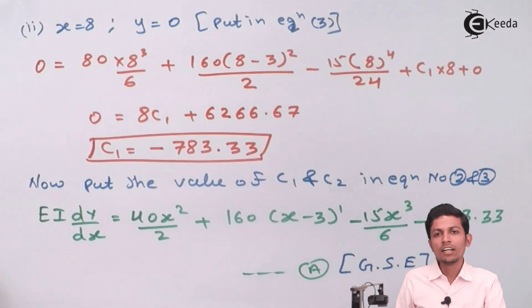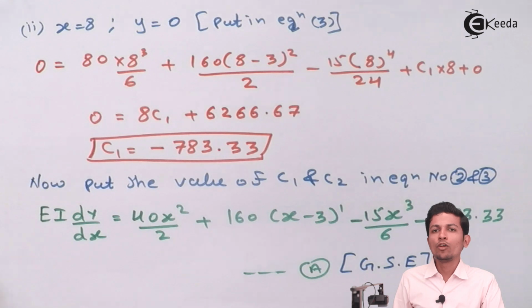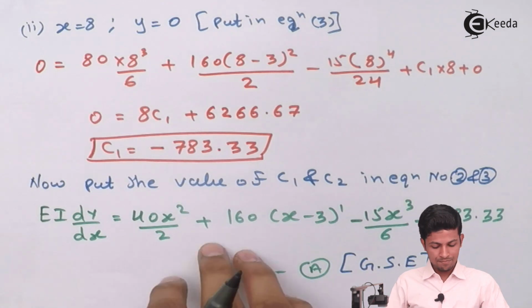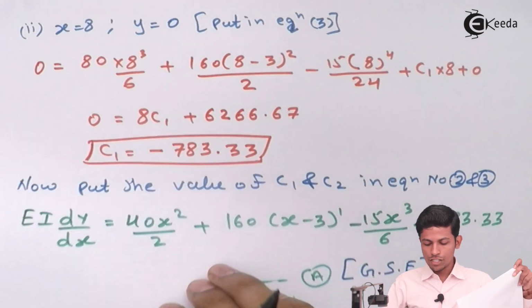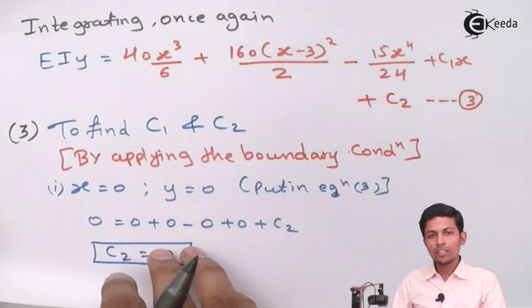Our next step will be journal deflection equation, which is nothing but equation number 3. Put the value of C1 and C2 in equation number 3. Now see, this is your third equation over here. Now put the value over here.